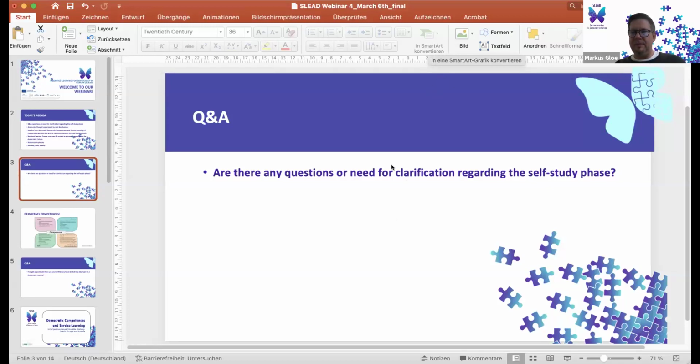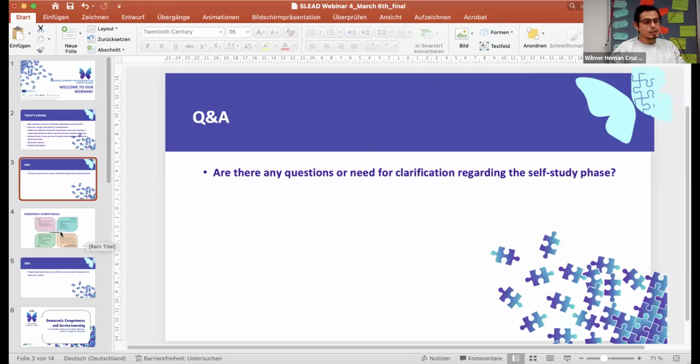Actually, I have two questions. One of them is more pragmatic, and the other one is more theoretical. I start with the most pragmatic one. This reference framework of competences for democracy has several different competences. If I want to focus on one of them and promote it with my students, where do I get ideas, information, guides for promoting this competency in the framework of the service learning project?